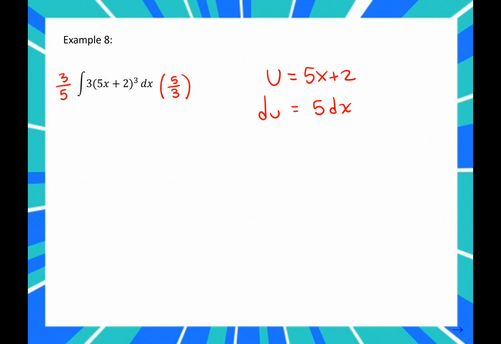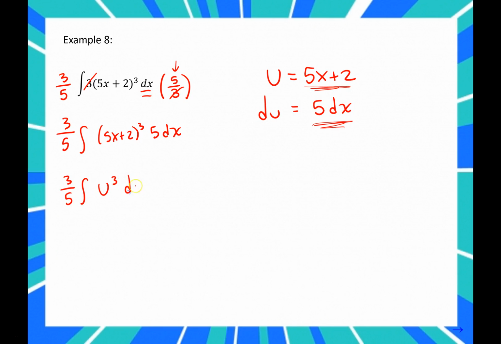So let me simplify this. Again, remember my 3's cancel, so I'm left with my 3/5 stays on the outside. But now I just have a 5 there. And then it's going to be a dx. So that 5 stays there, and I've got the dx. And at this point, I have perfect matches. So I'm going to have a 3/5 integral of a u cubed and then a du.